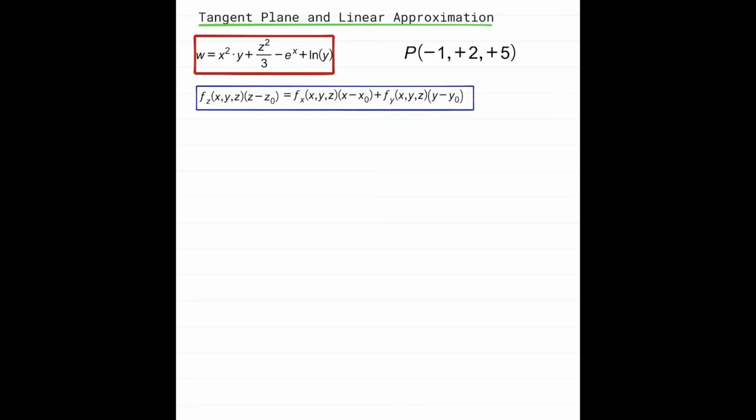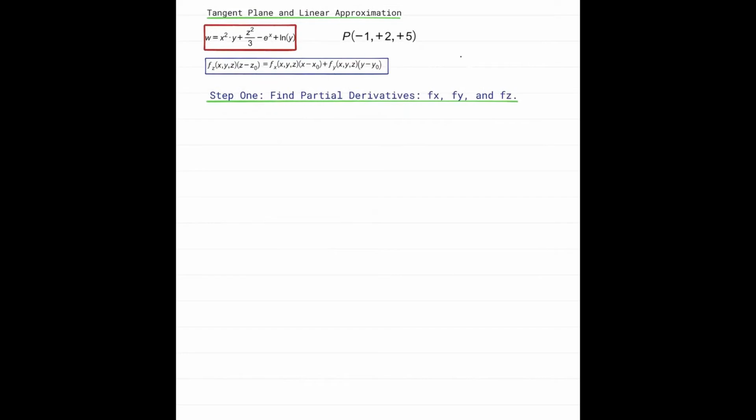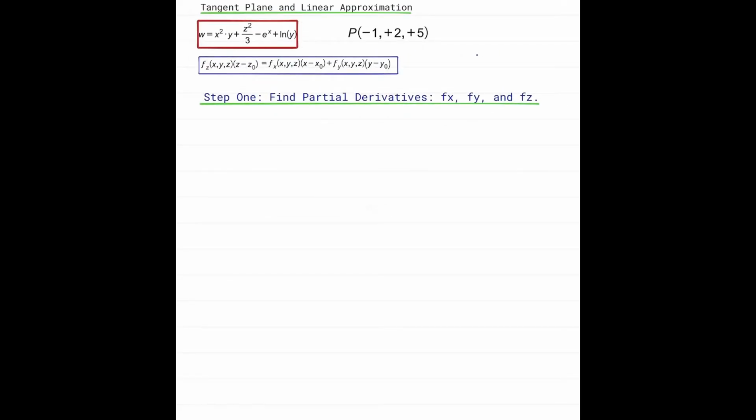So without further ado, what's the first step? The first step is we want to find the partial derivatives with respect to x, y, and z: fx, fy, and fz. In doing so, partial x is equal to 2xy minus e to the x. All I did was take the partial derivative with respect to x of the function. If you don't know how to take partial derivatives, I have a video on that.